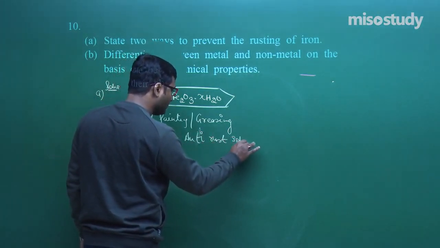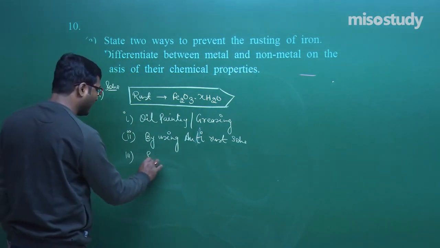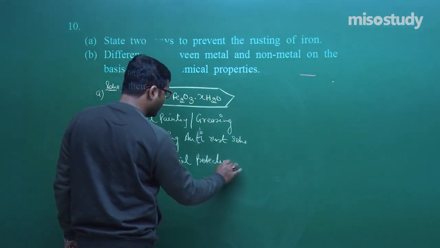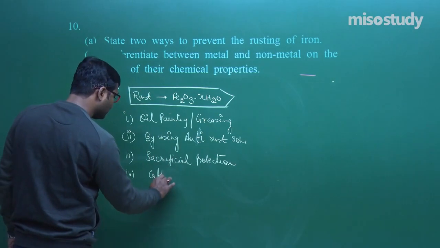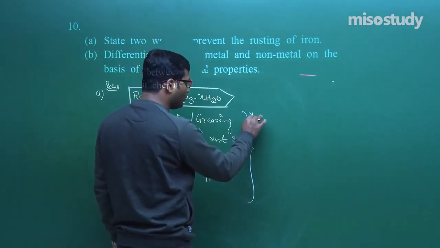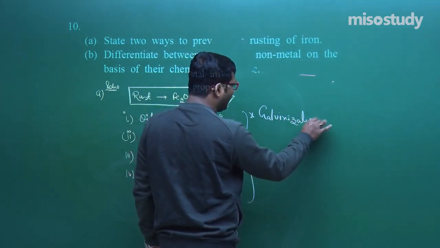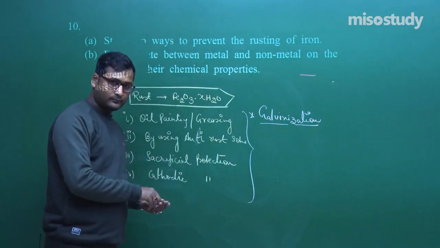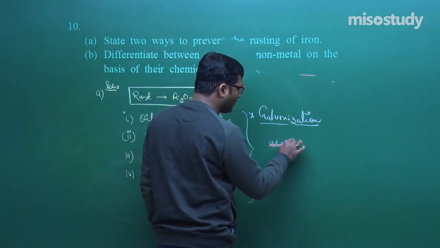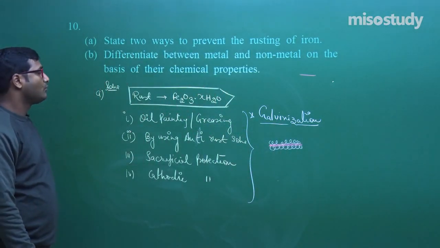The third one is barrier protection. This is a type of barrier protection. Then sacrificial protection, cathodic protection. These all are the methods. And in sacrificial protection, the common method is galvanization. We prevent the corrosion of iron by coating a layer of Zn on the surface of Fe, and this process is known as galvanization. These are the methods which are used to prevent corrosion.